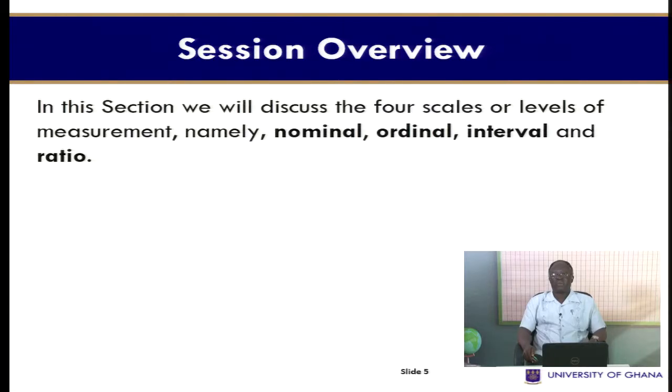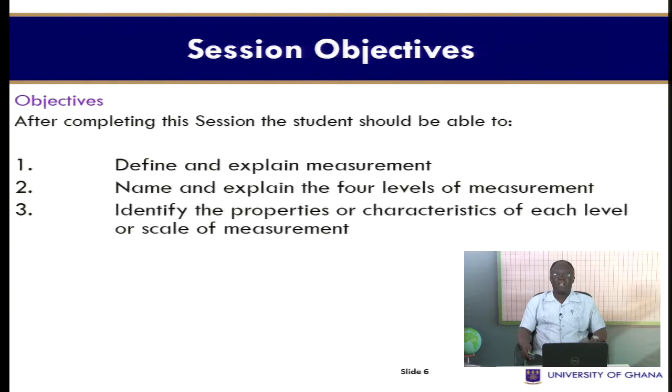In this session, therefore, we discuss 4 types of scales. These are the nominal, ordinal, interval, and ratio. After completing this session, you should be able to define and explain measurement, name and explain the 4 levels of measurement, and identify the properties or characteristics of each scale of measurement.